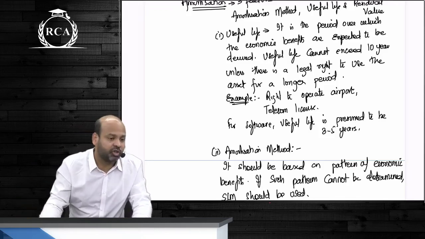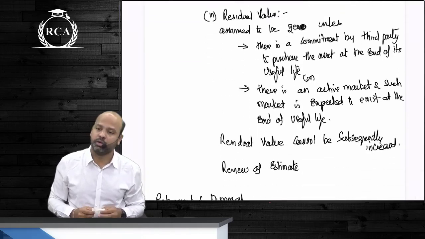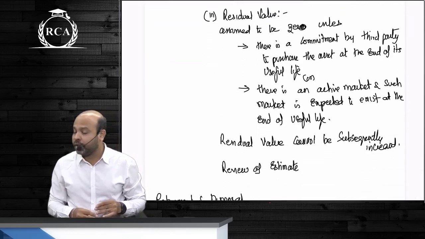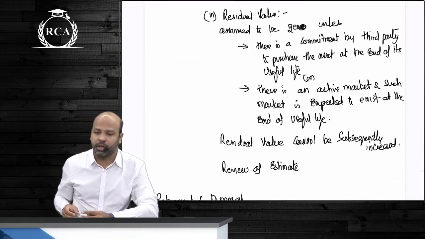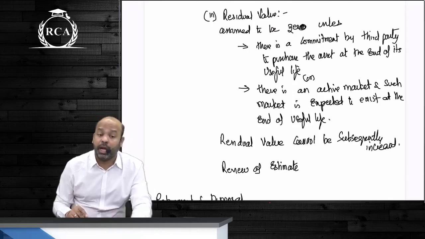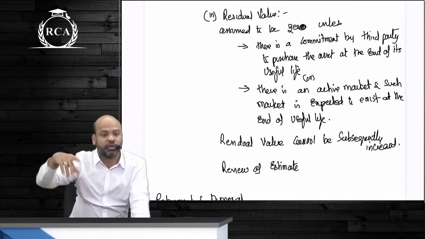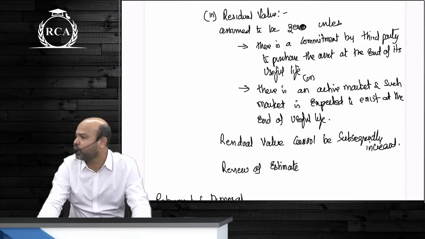Talking about residual value. This standard says that the residual value is assumed to be 0, except there are two cases. Either there's already a commitment given by a third party to purchase the intangible asset at the end of its useful life, or there is an active market for the intangible asset, and it is probable that the active market will continue to exist at the end of its useful life also. Only then you can consider residual value.